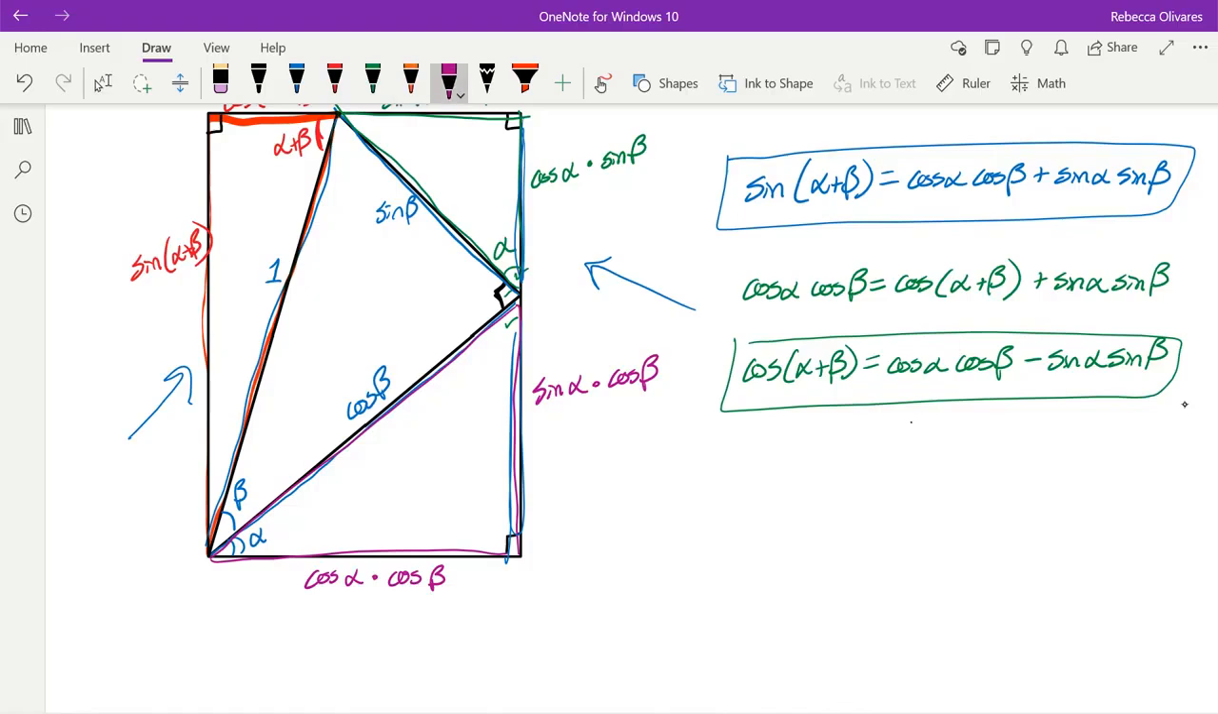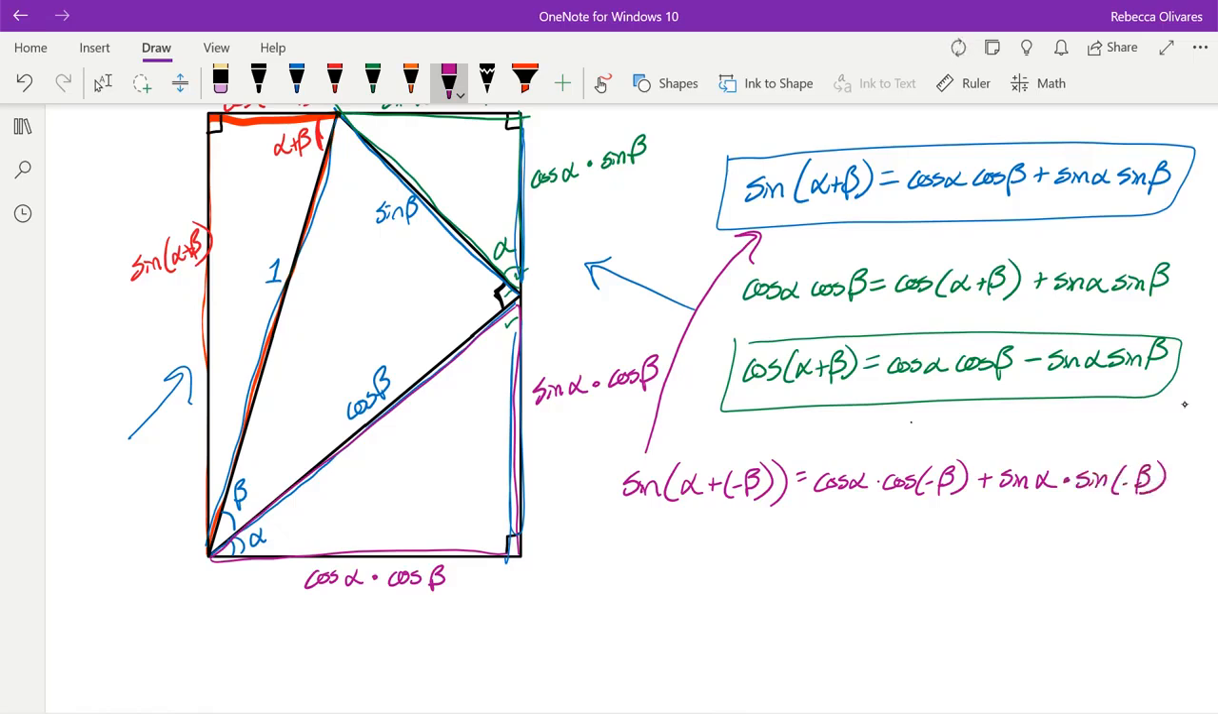So what I'm going to do now is I'm going to take this identity here, and I'm going to substitute, instead of beta, let's do negative beta. So we're looking at sine of alpha plus a negative beta. So I'm just going to, everywhere that I see a beta, I'm just going to put a negative beta. So I have cosine of alpha times cosine of negative beta plus sine of alpha times sine of negative beta.